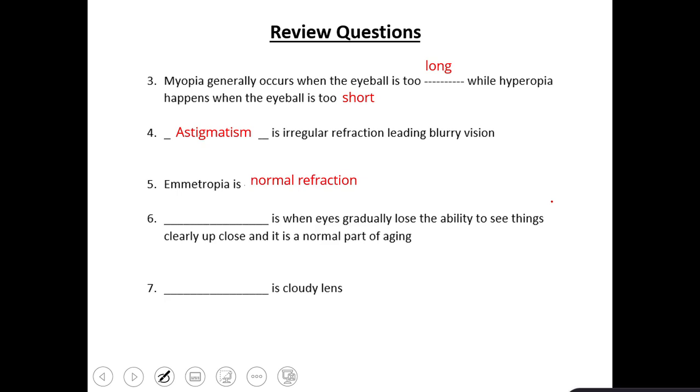What happens when the eyes gradually lose their ability to see things clearly up close? This is a normal part of aging. This condition is called presbyopia, when the lens loses its elasticity by aging. When the lens becomes cloudy, we call that cataract.